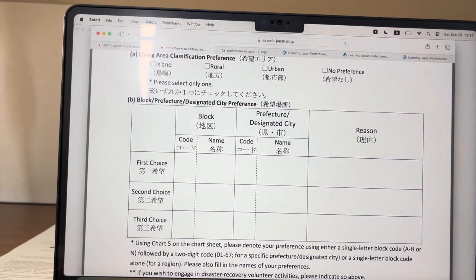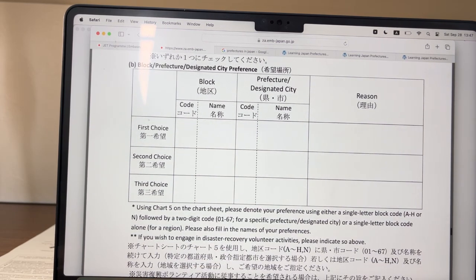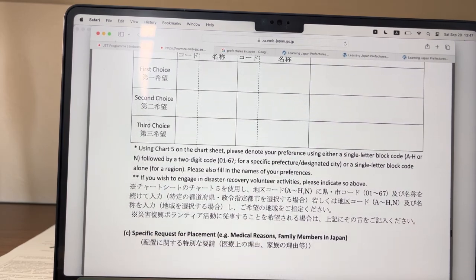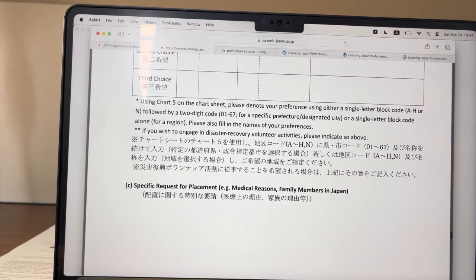If maybe you want to stay in the city because of your mental health, you will tell them, not us. And so forth. Why am I acting like I'm the employer? Okay, using chat 5, please denote wara. Okay, so you've done that. See specific request for placement.